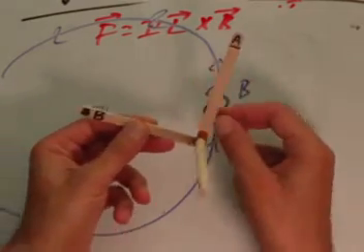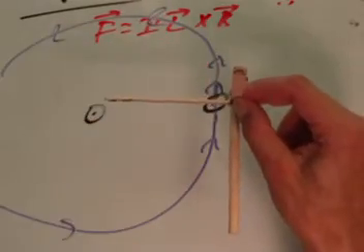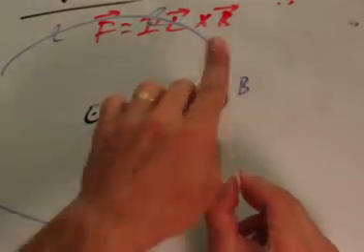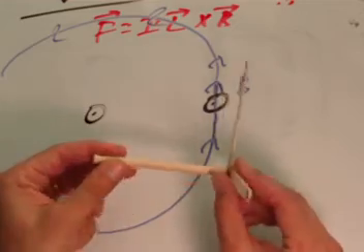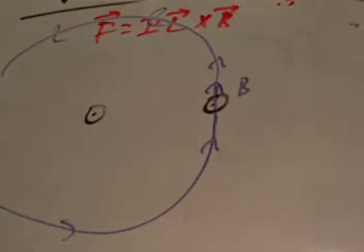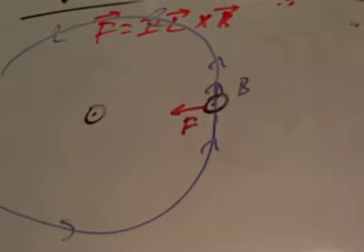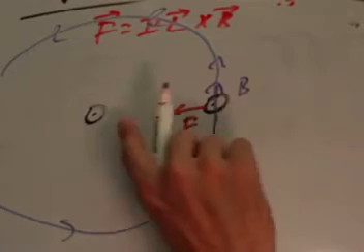IL cross B. The current, IL, is coming straight towards me, so I get that first vector towards me like that. The magnetic field is straight up, going this way. There's my two vectors. And here's that third one right here pointing to the left. So there's going to be a big force on this wire pointing that way. So this wire is going to get pulled towards that one.